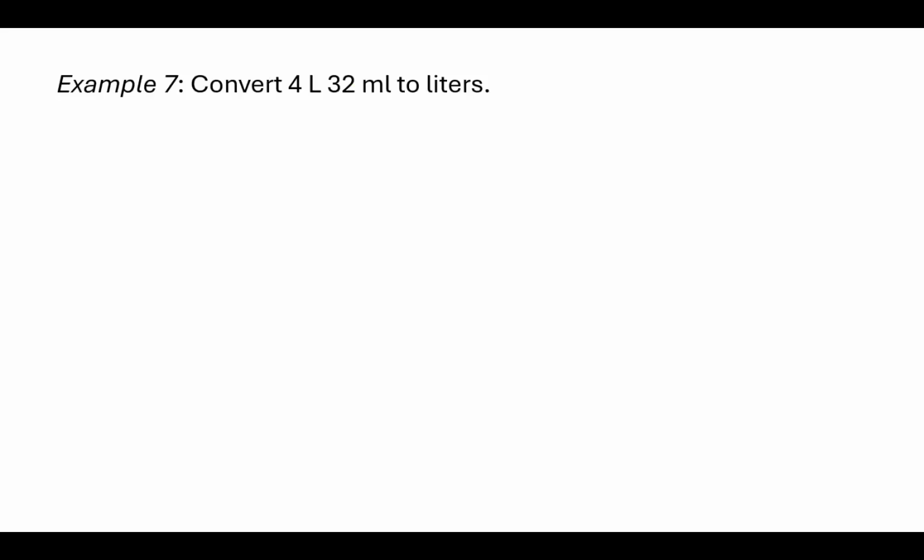Okay, the next example, I believe this is my last example for the conversion of metric. Now we are in capacity. Capacity is a measure of liquid, and in the metric system, those are liters. So we want to convert 4 liters and 32 milliliters to liters. Now there's no "and" in here. I call it a mixed unit, kind of like a mixed number. So you have 4 liters in 1 unit plus 32 milliliters.